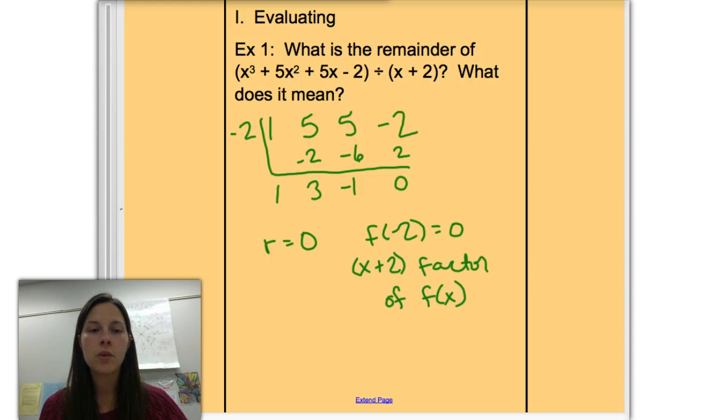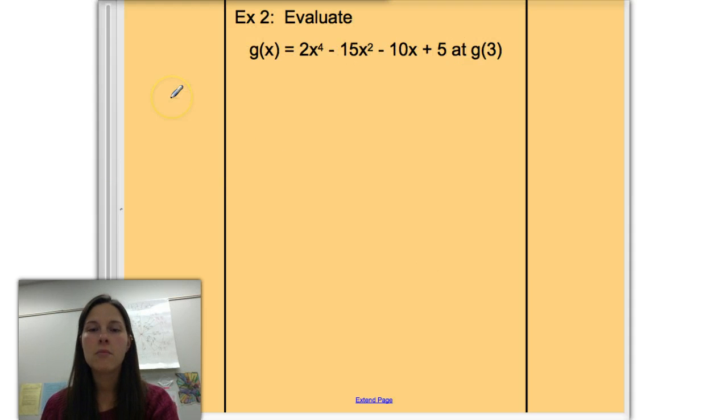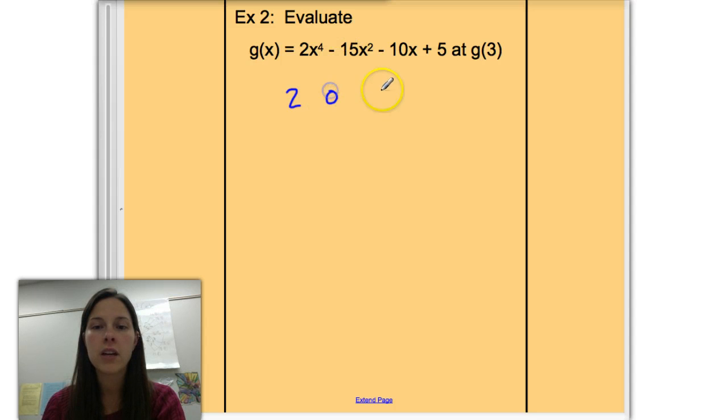All right, let's take a look at one more application of the remainder theorem before we go on to our next video. This one is asking us to evaluate the function at g of 3. Now notice this time I did not give you a binomial, I gave you the actual value. So when we set up our synthetic division, we are going to use 3, not negative 3. So starting with our coefficients, and this time we're missing a term. We don't have an x cubed term, so I'm going to put 0 for my x cubed. Negative 15x squared minus 10x plus 5.